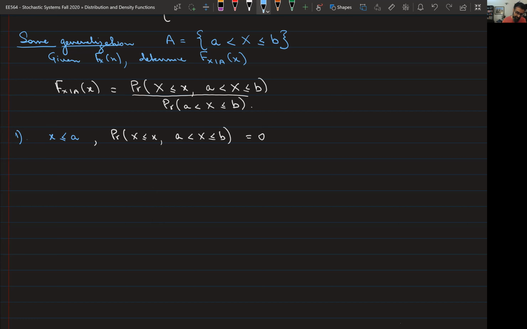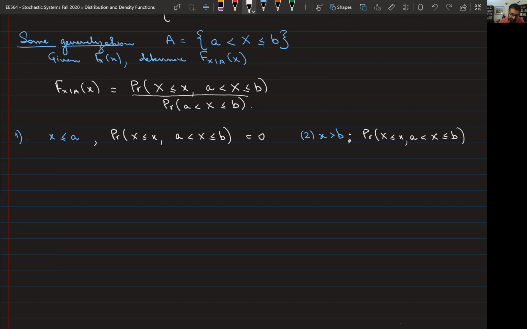Similarly, what about the case when x is greater than B? What is the probability that capital X is less than or equal to small x and A is less than X is less than or equal to B? What is this equal to? Salman: This will be equal to 1, sir. It's not exactly equal to 1. So this is normalized 1, I agree.